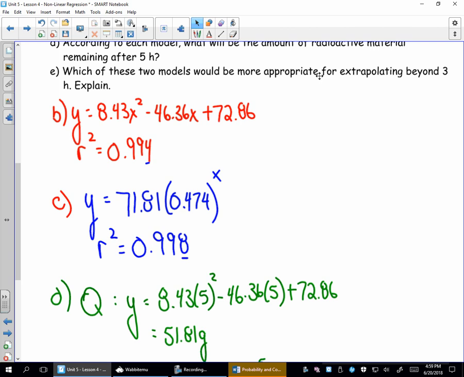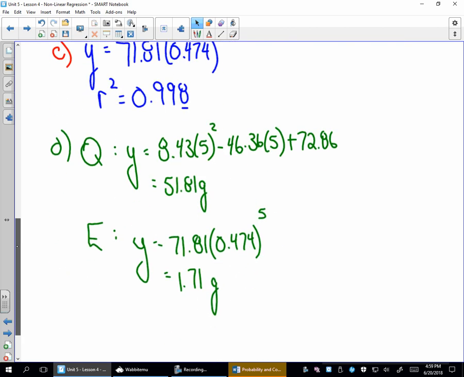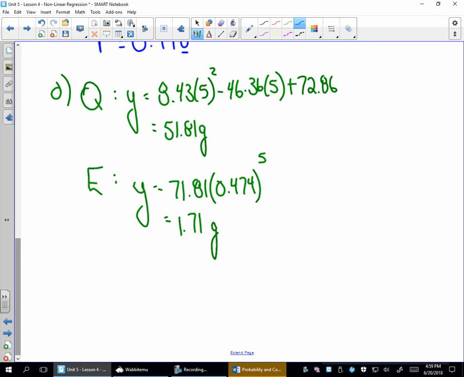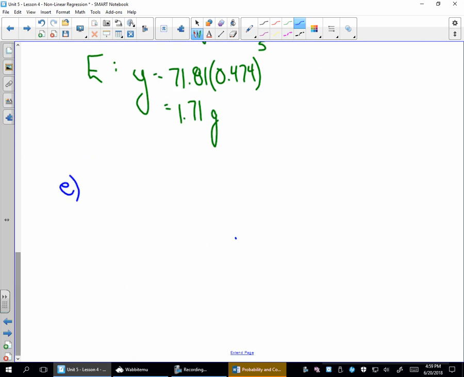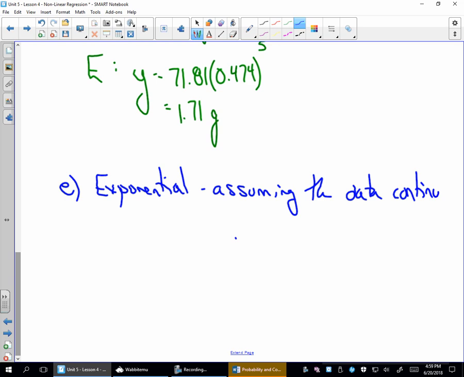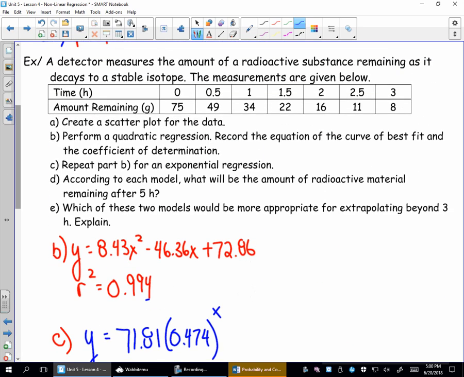And that takes us into D. Which of these two models would be more appropriate for extrapolating? Now, as we've always said, you shouldn't really extrapolate. Extrapolation is not accurate because we don't know that the data is going to continue to do what it has been doing. But assuming that's true, the shape of the data makes much more sense to do exponential, assuming the data continues as is. If it doesn't, well, then we shouldn't ever extrapolate. But assuming that we're going to keep decaying the way things are going, an exponential model makes the most sense.